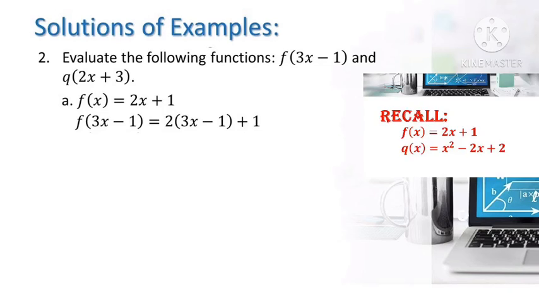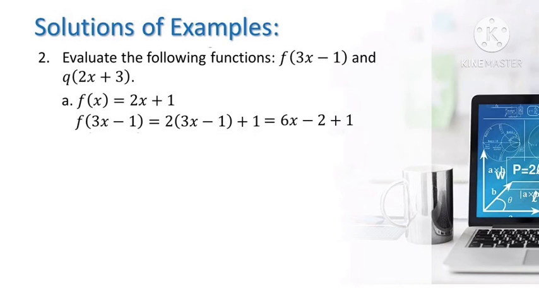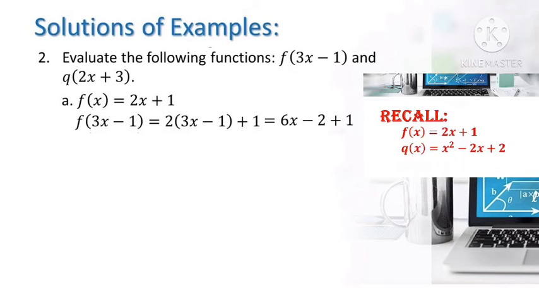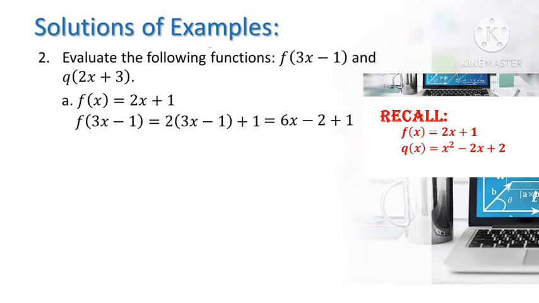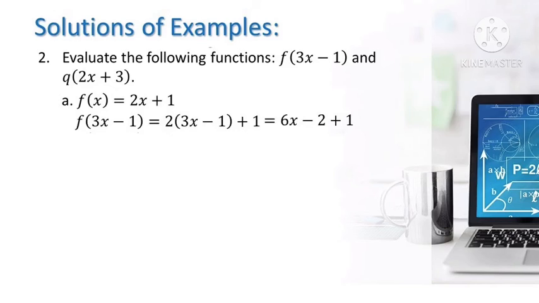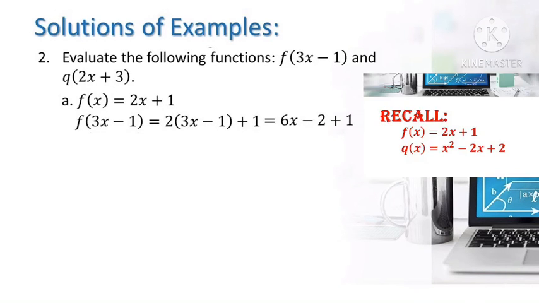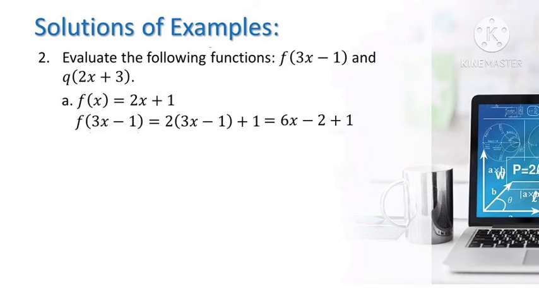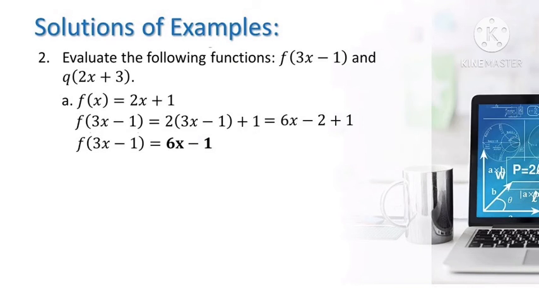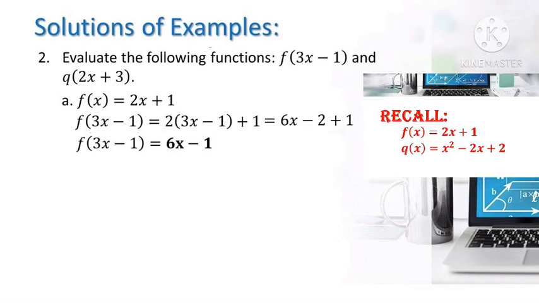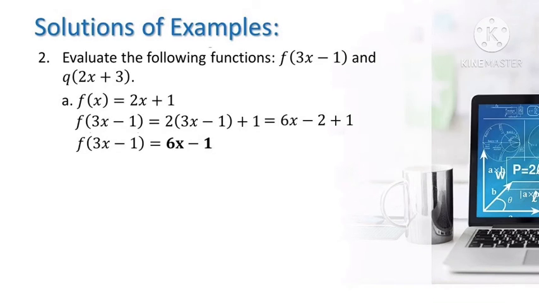Simplifying the results, we would be able to come up with 6x minus 2 plus 1. What we did is we simply distribute 2 to each term of the quantity 3x minus 1. So 2 times 3x is equal to 6x and 2 times negative 1 is equal to negative 2, then bring down plus 1. Combining minus 2 plus 1 would give us 6x minus 1. Hence, f of 3x minus 1 is equal to 6x minus 1.